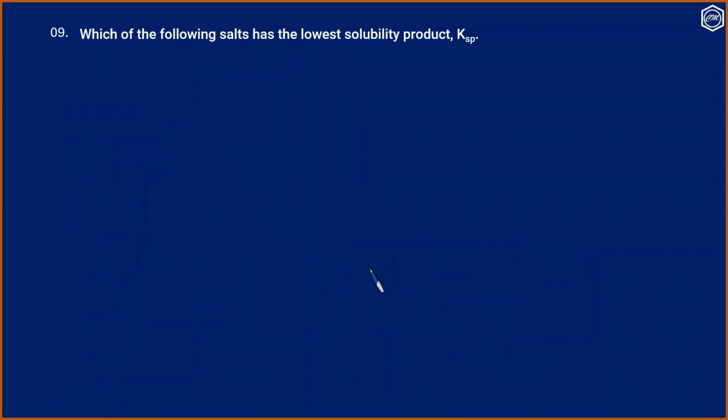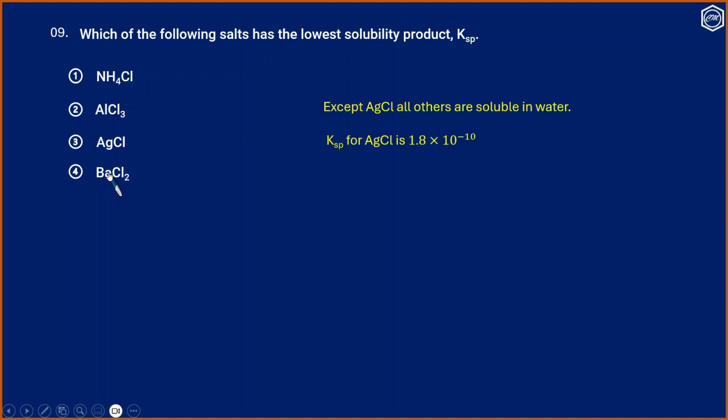Question number 9. Which of the following salts has the lowest solubility product, Ksp? NH4Cl, AlCl3, AgCl, BaCl2. And among these, except AgCl, all others are soluble in water. And Ksp for AgCl is 1.8 into 10 raised to minus 10. So the correct option is 3.